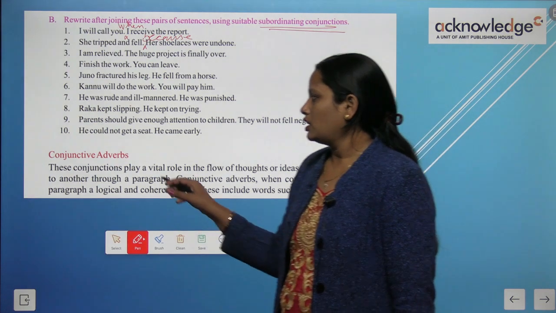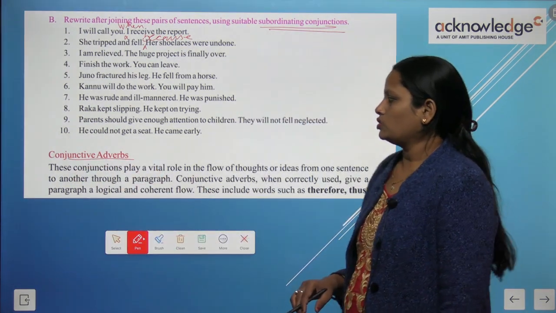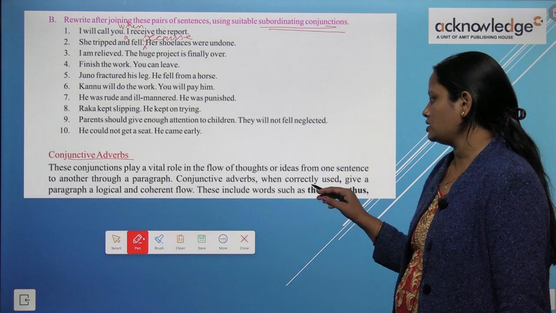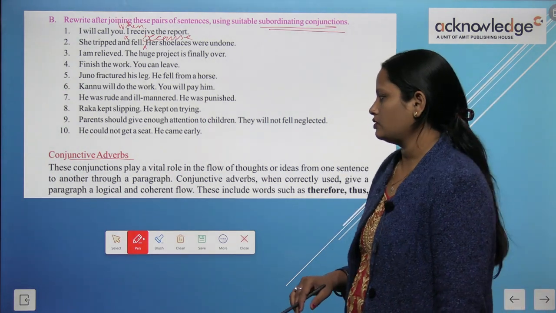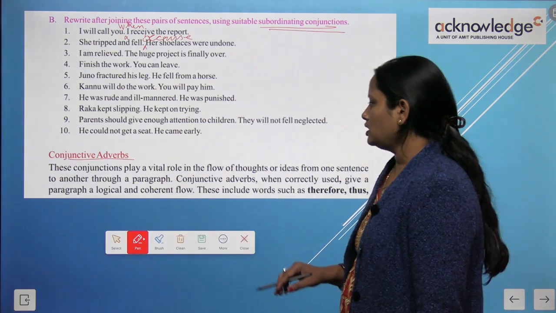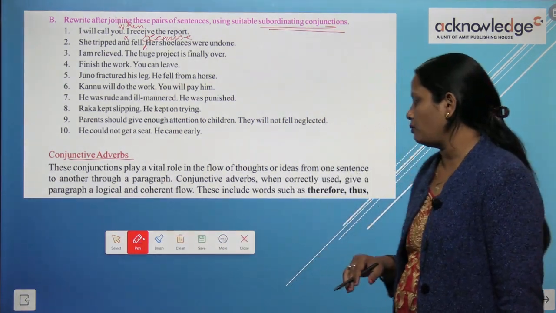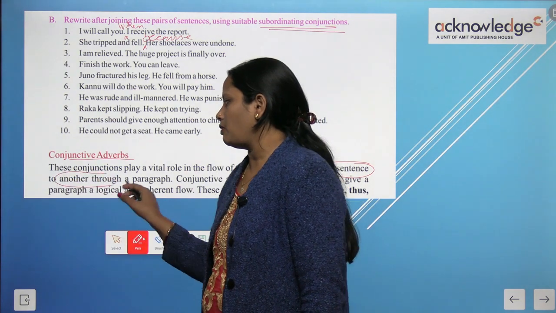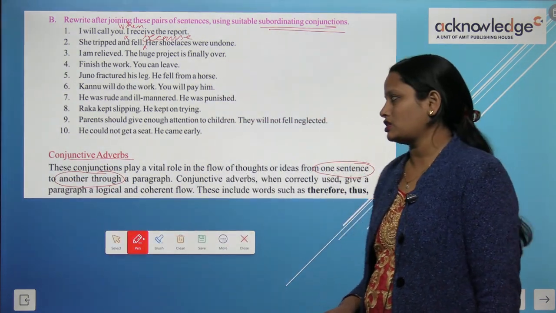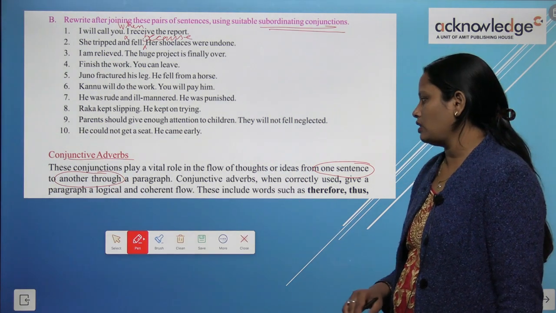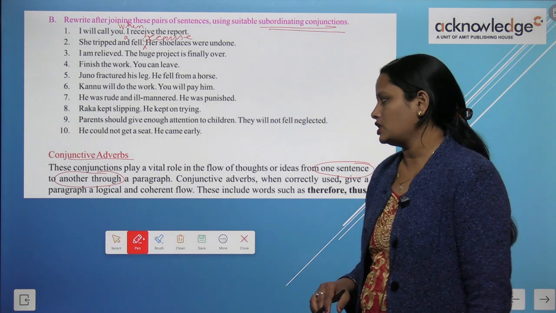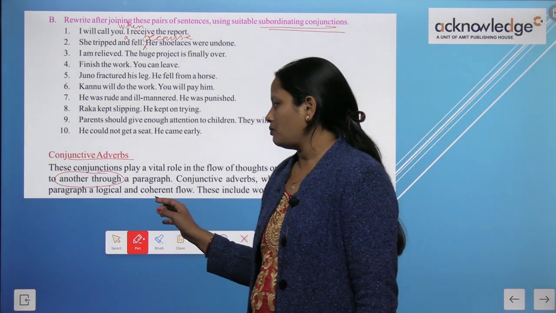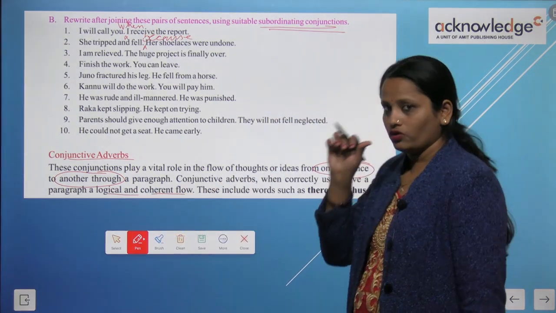Now let's learn about conjunctive adverbs. These conjunctives play a vital role in the flow of thought and ideas from one sentence to another through a paragraph. So what do these conjunctions do? They play a very important role when they join one sentence to another in a paragraph. Such conjunctions we also call conjunctive adverbs. Conjunctive adverbs, when correctly used, give a paragraph a logical and coherent flow.